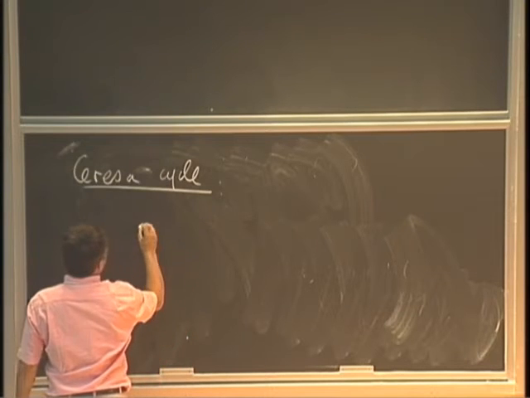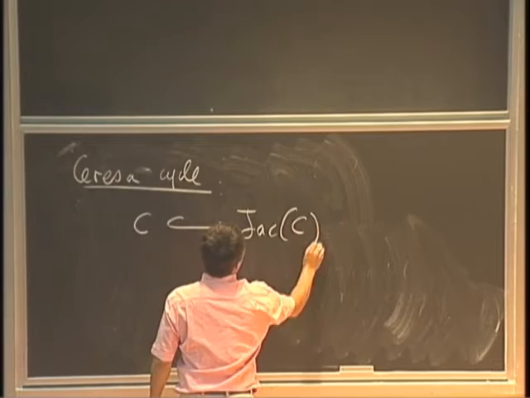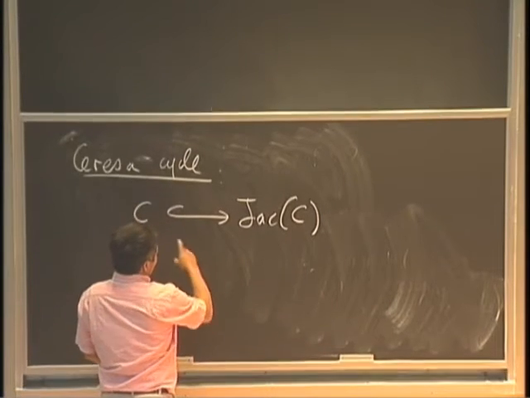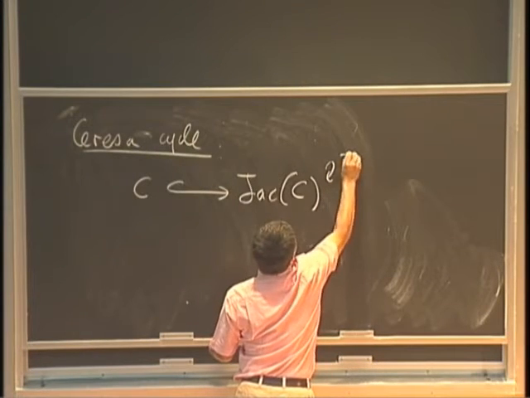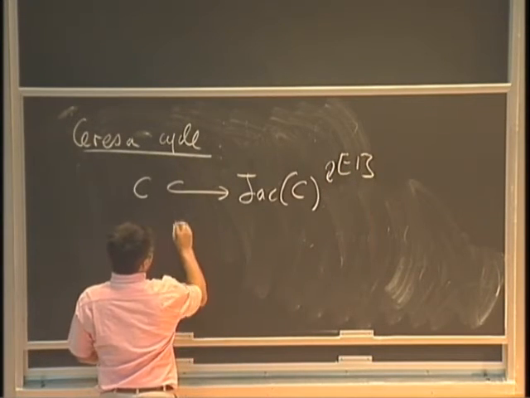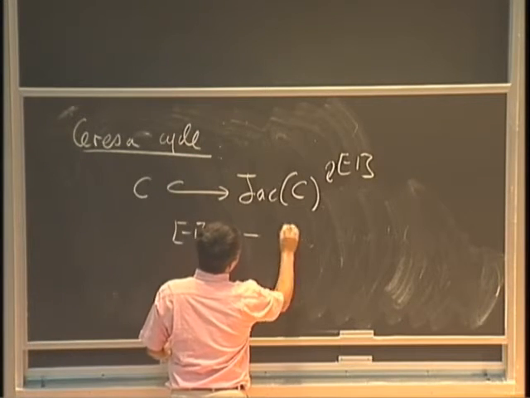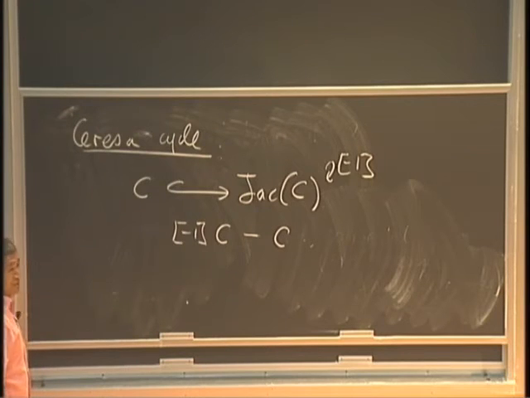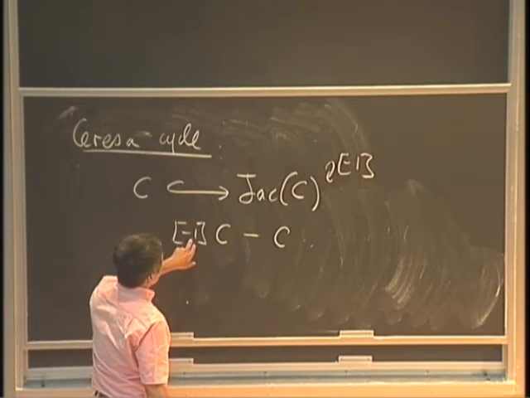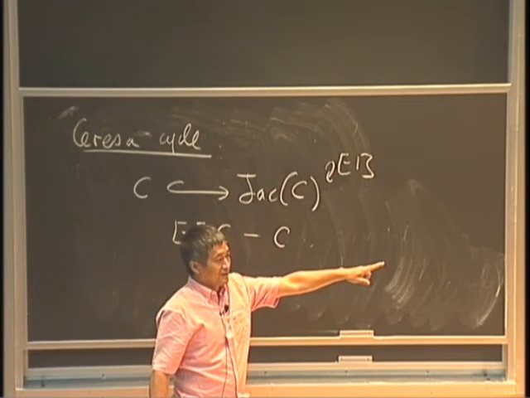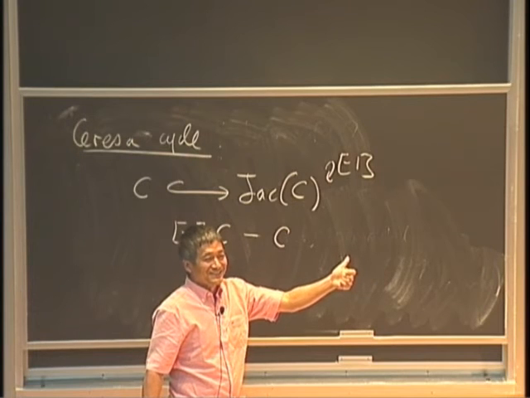So if you take the embedding of C into the Jacobian of C, then of course you have C inside. This also has a multiplication by -1, so you can also talk about -1 of C. You take the difference of these, and this is also homologically trivial. The reason is very simple: because -1 acts, the cohomology class is trivial, right? The cohomology class has even degree, right?